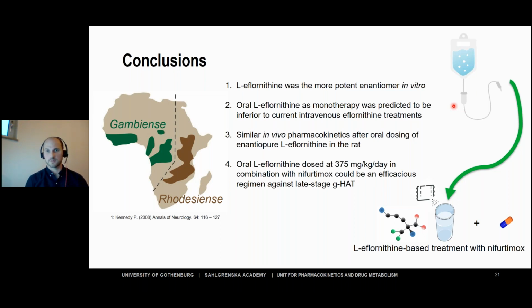And I hope that the message from today's talk is that we have used PKPD modeling, and our approach here has shown that there could be a potential way forward where L-eflornithine is used together with nifurtimox as a combination treatment, and that our work here using in vitro, in vivo, and also literature clinical PK and PD data shows how you can work in this disease area, and that there might be a future with an L-eflornithine based treatment.